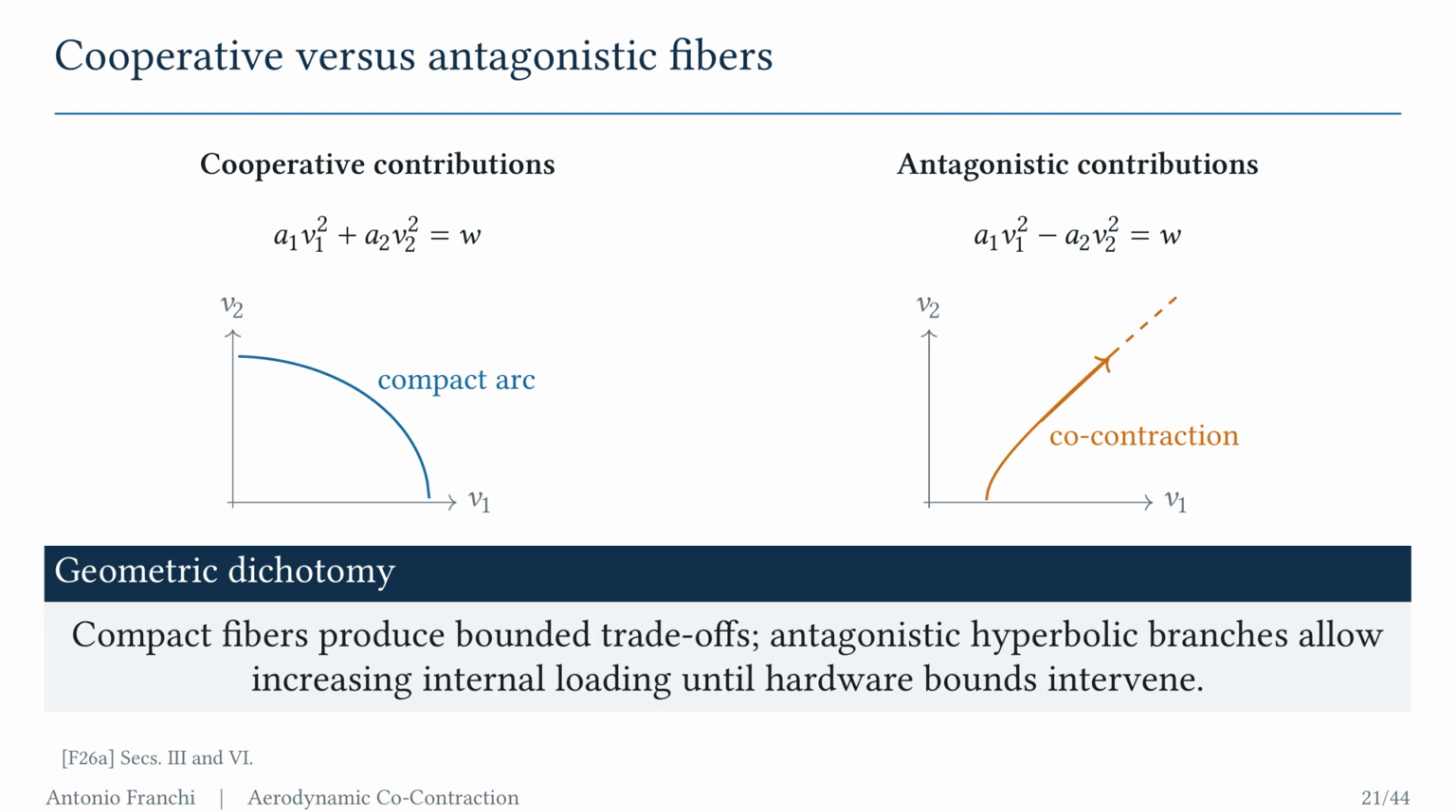The comparison makes the consequence explicit. A cooperative fiber is compact, so continuous objectives have bounded tuning range. An antagonistic fiber is hyperbolic. Both rotor magnitudes can grow while their signed resultant remains constant. Hardware speed limits truncate the physically feasible branch. But within those limits, co-contraction can produce large changes in internal observables without changing the task.